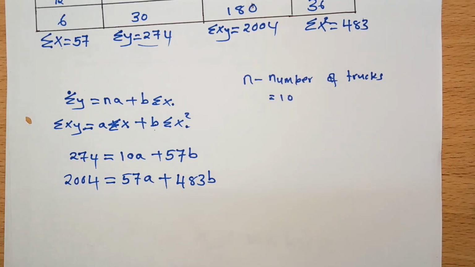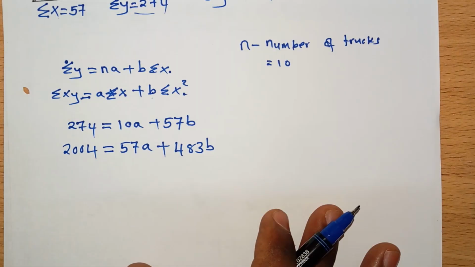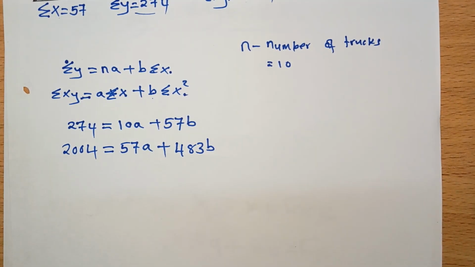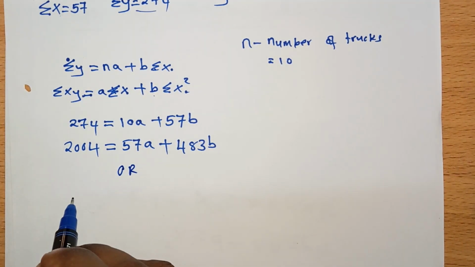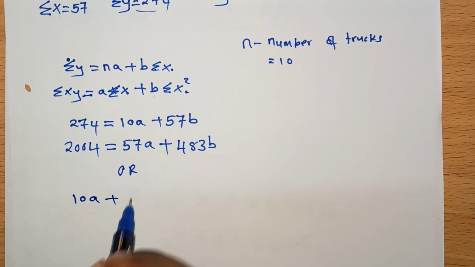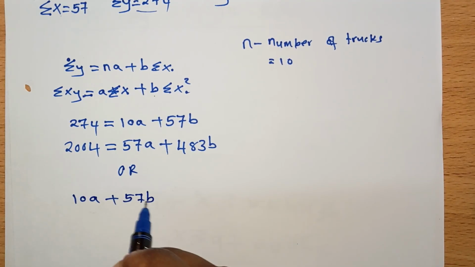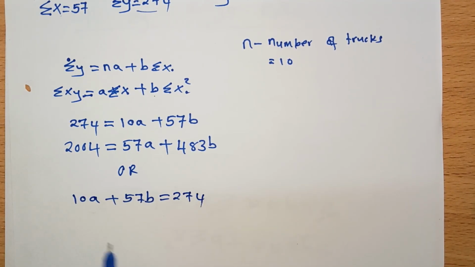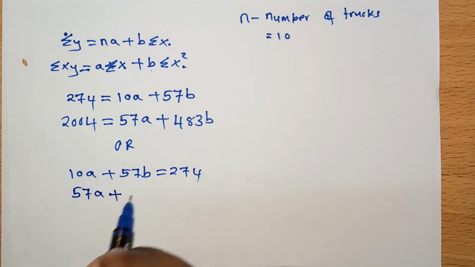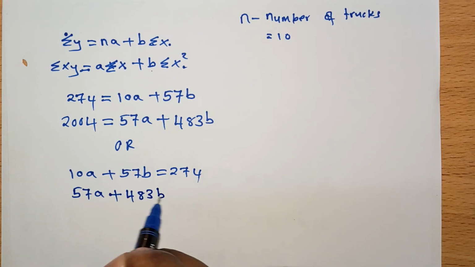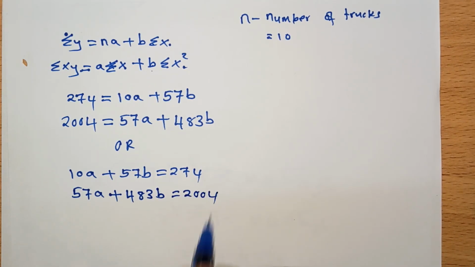So let me rearrange them so that you can solve this simultaneous equation, either using the substitution method or elimination method, or maybe the formula that you are good at. So this one is the same as writing 10a plus 57b is equals to 274, and then part B we have 57a plus 483b is equals to 2004.